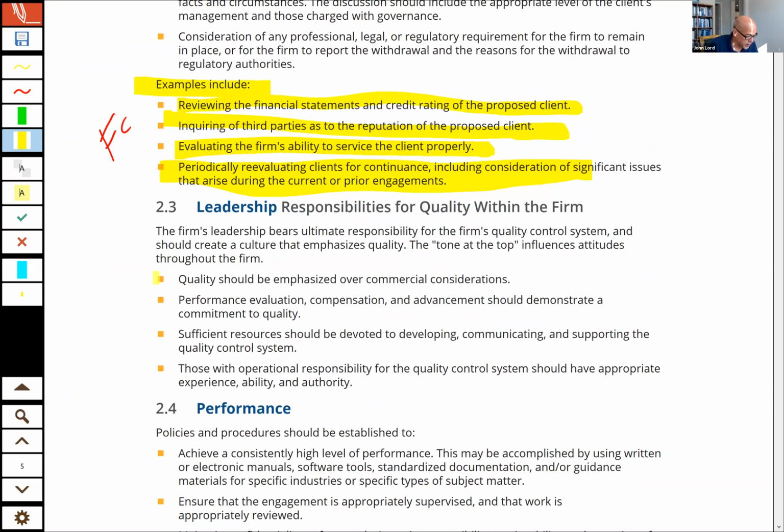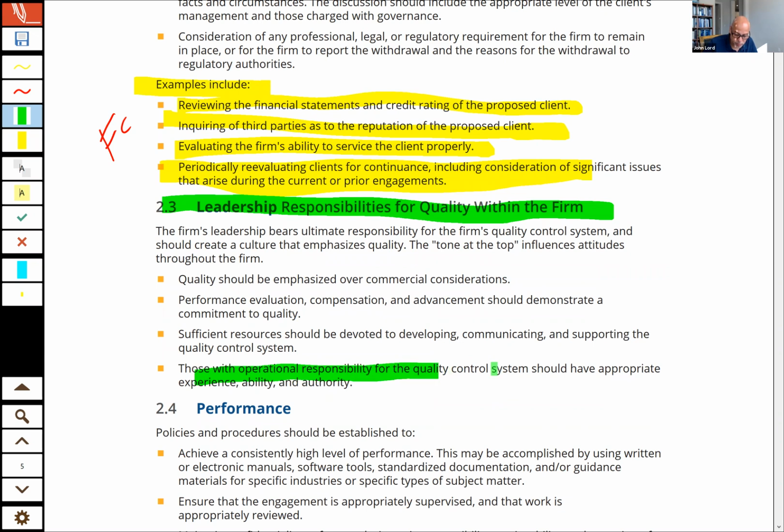Okay, good. Taking a look at leadership. Okay, responsibility for the quality within the firm. And look, this is going to be individuals at a high level. Okay, this is a partner level type of thing. Okay, so just remember that about this.